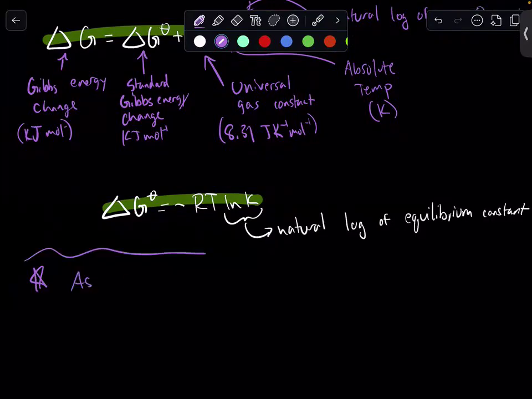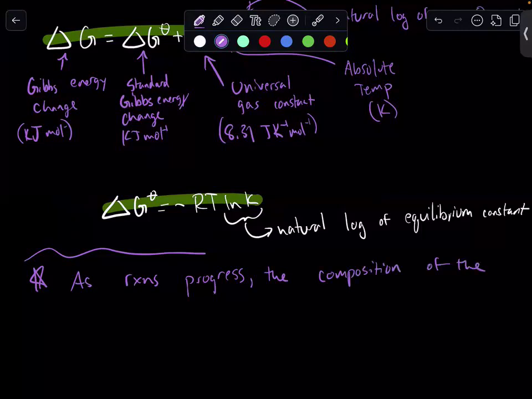As reactions progress, specifically reversible reactions, the composition of the mixture changes. What I mean is that we create more products and take away some reactants, or if we're doing the reverse, vice versa. But because this is changing, so does the Gibbs energy change.